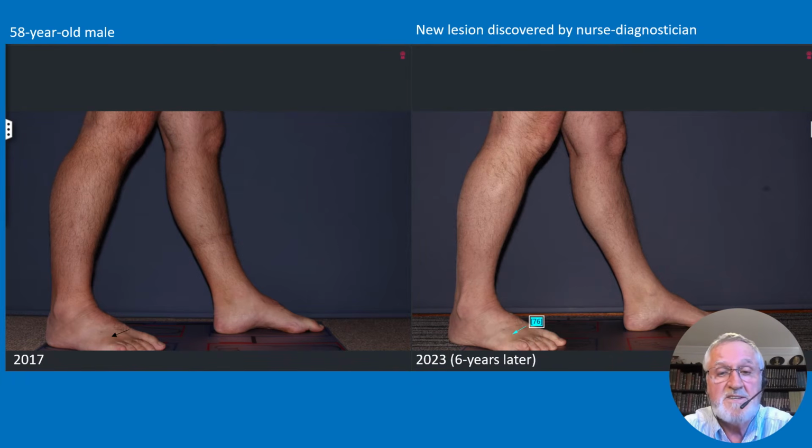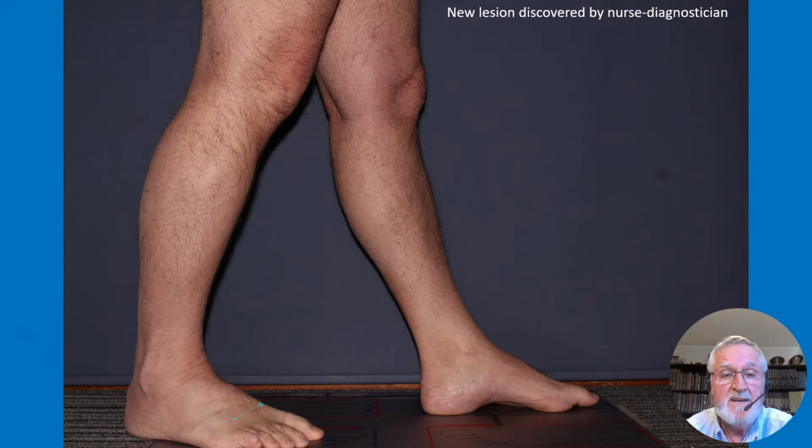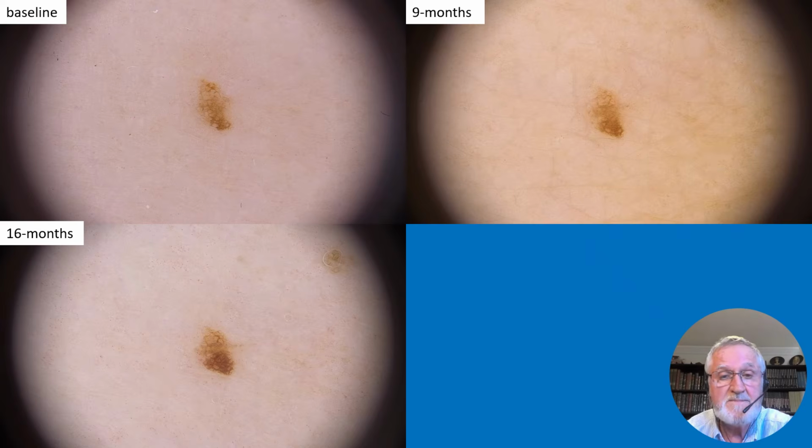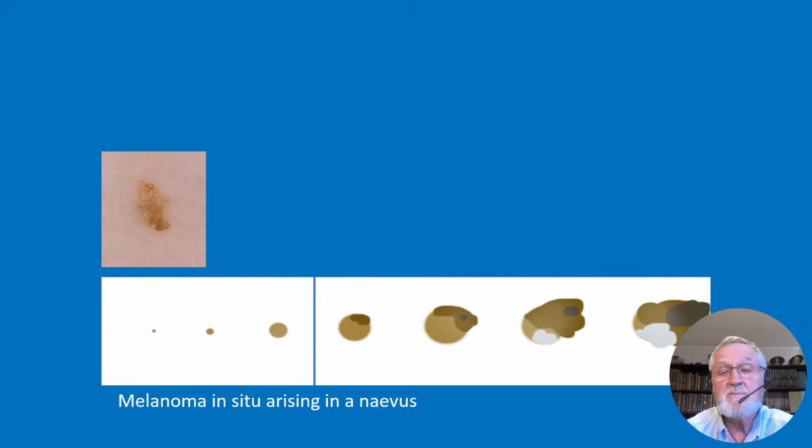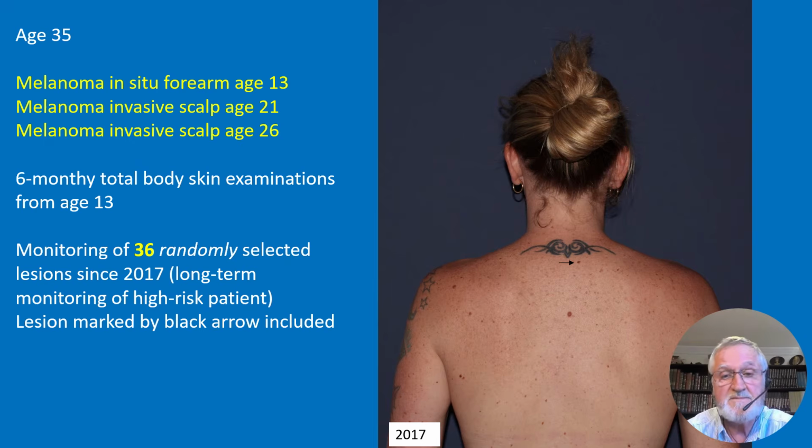Now, this lesion on the foot was discovered after repeating total body photography after 6 years, not by the photo finder technology, but by the nurse. And you can see it here on the right foot indicated by the arrow, a very small lesion, but it wasn't present earlier. And you can see dermatoscopically it was not very concerning at all. At 9 months, we weren't too worried, but by 16 months it was changing progressively. We excised it. Melanoma in situ arising in a nevus.